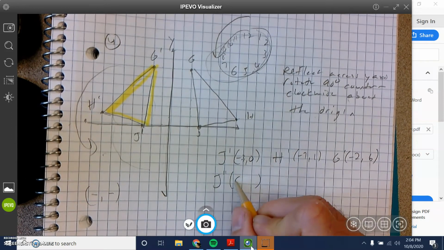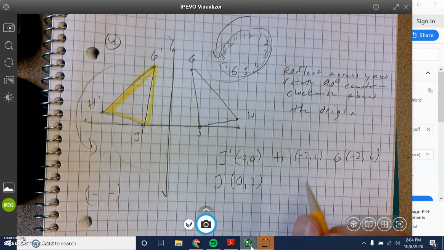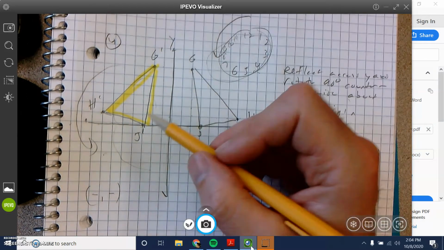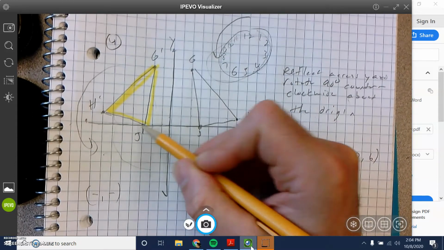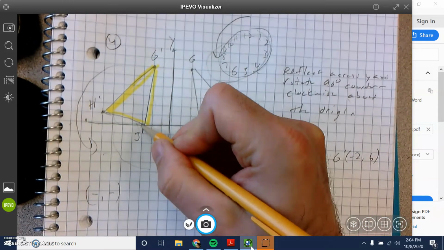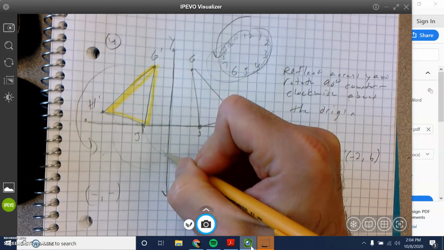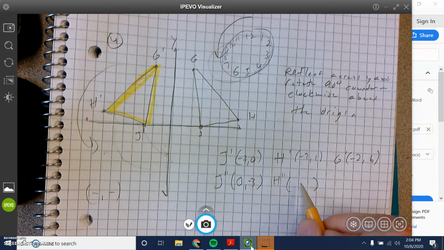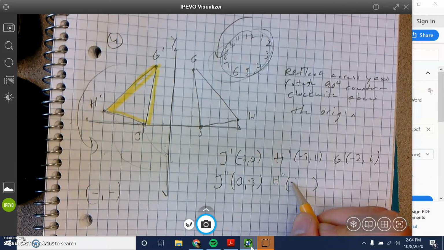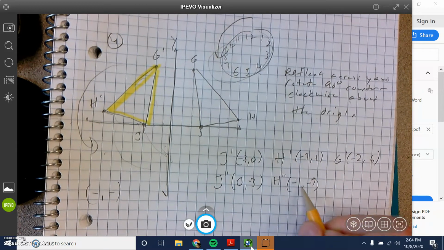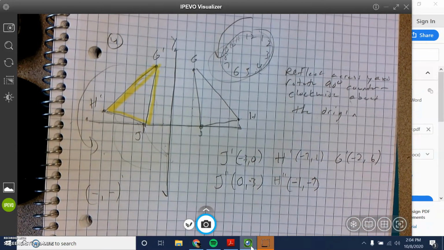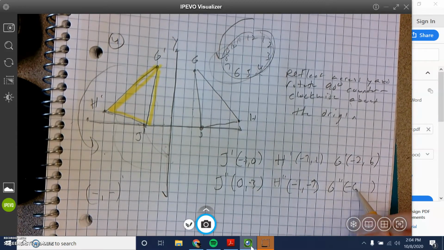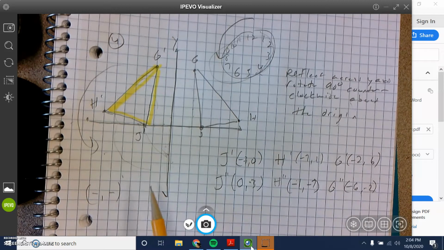So J double prime. First thing you have to do is flip the coordinates when you rotate 90 degrees. Flip the coordinates. And so this is going to end up here. So it's 0, -3, because that is the quarter circle turn to right here. Okay. H double prime is going to be what? Yeah, -1, -7. You flip and then you make them both negative because we're going to the third quadrant. G double prime is going to be what? Yeah, -6, -2. Let's graph those.